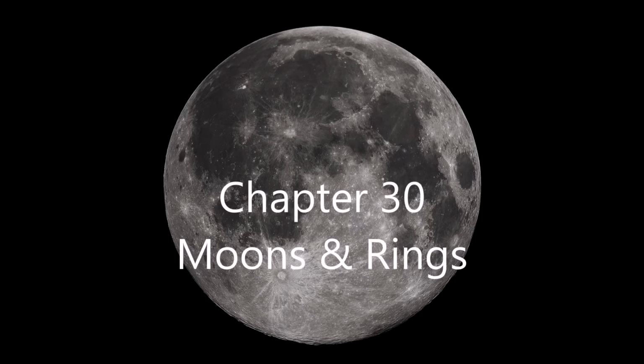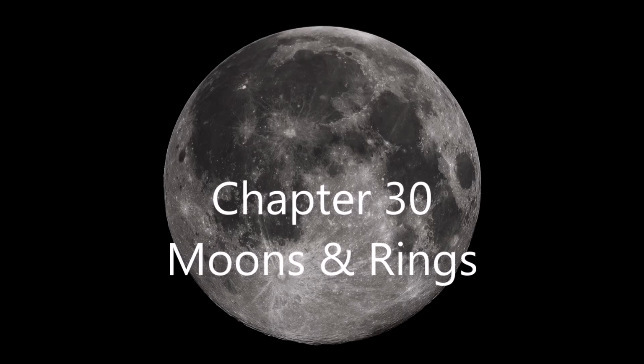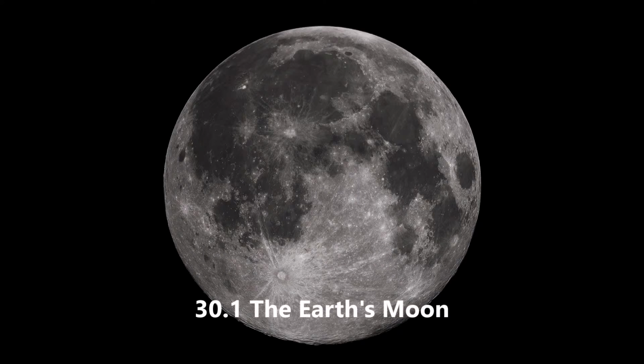Chapter 30, Moons and Rings. Section 30.1, The Earth's Moon. A body that orbits a larger body is called a satellite.